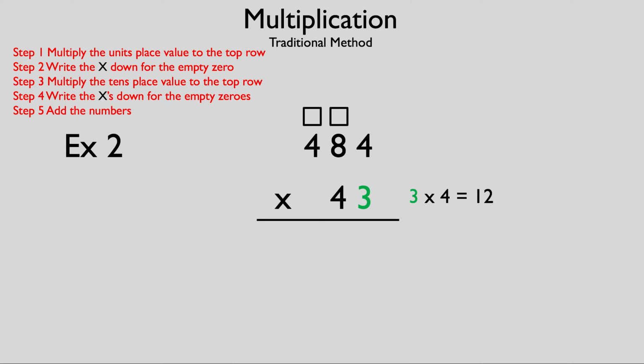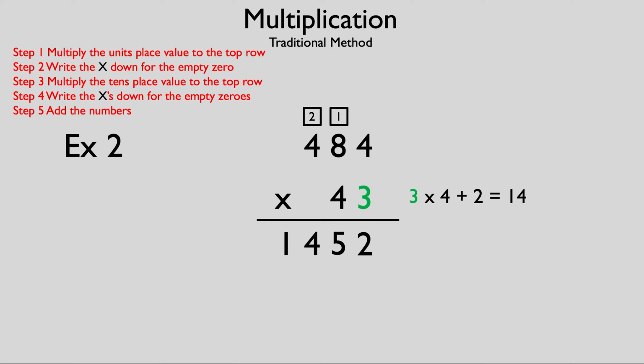Take a look at the next example, 484 times 43. So we're going to go ahead and multiply 3 times 4, which is 12. Put the 2 below, put the 1 above. Now we do 3 times 8 plus 1, which is 25. So put the 5 below, carry the 2. And now we do 3 times 4 plus 2, which is 14. Since there's nothing else to multiply in that row, we can just write down 14, and there we have it for that particular place value.